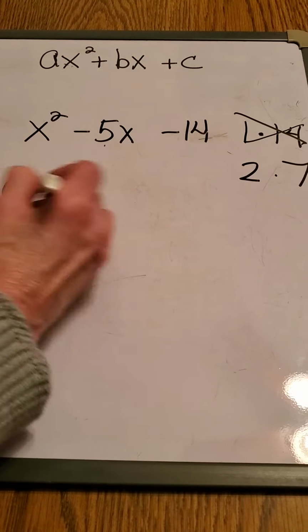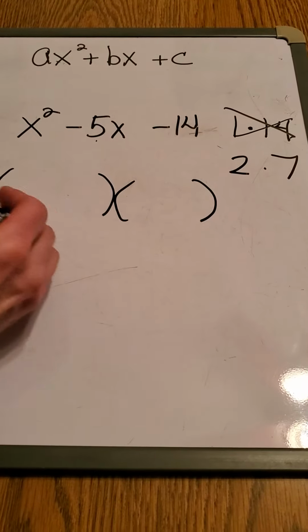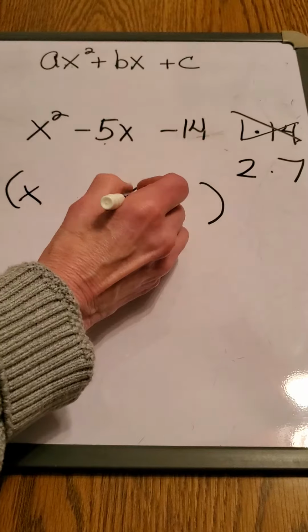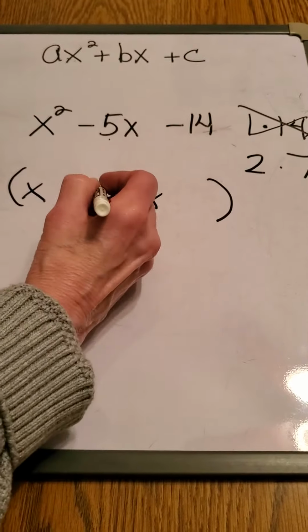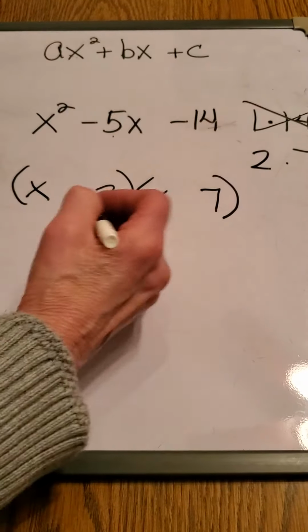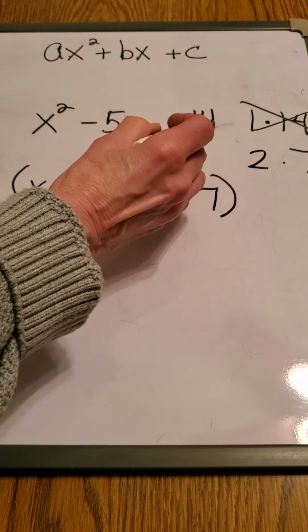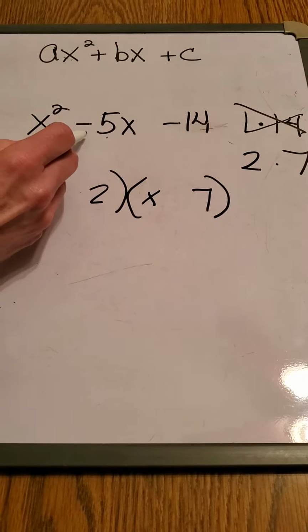So my next step is to write parentheses. The first term in each parentheses will always be an x, and the second terms in each parentheses will be the two factors that I've selected, 2 and 7. And remember, when I multiply these two, one of them needs to be negative to make -14, and when I add them together, I need to make a -5.